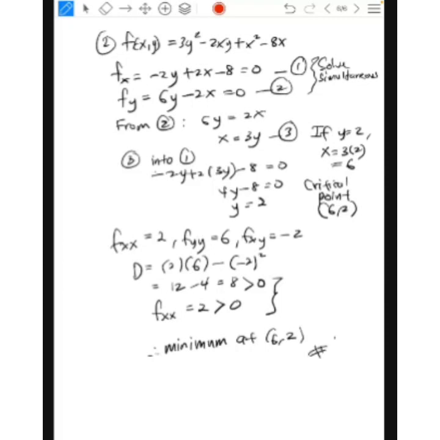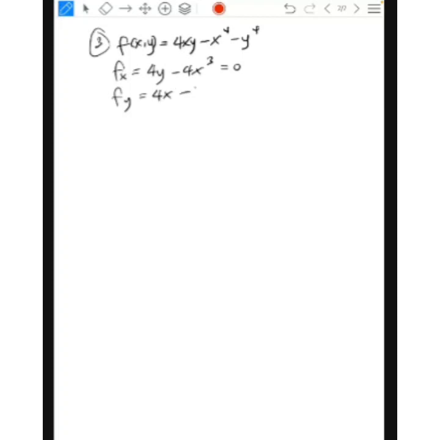Okay, so the other question will be very much the same. Let me do one final question, question number 3: 4xy minus x to the power 4 minus y to the power 4. Differentiate, fx will be 4y minus 4x to the power 3. Differentiate, fy will be 4x minus 4y to the power 3 equals 0. So this is the first equation, this is the second equation.